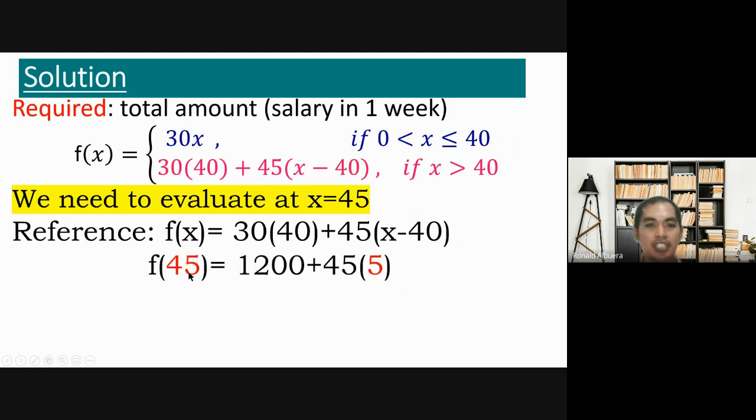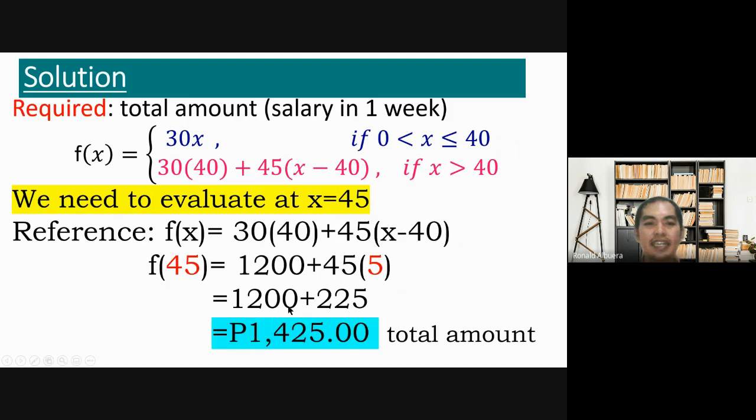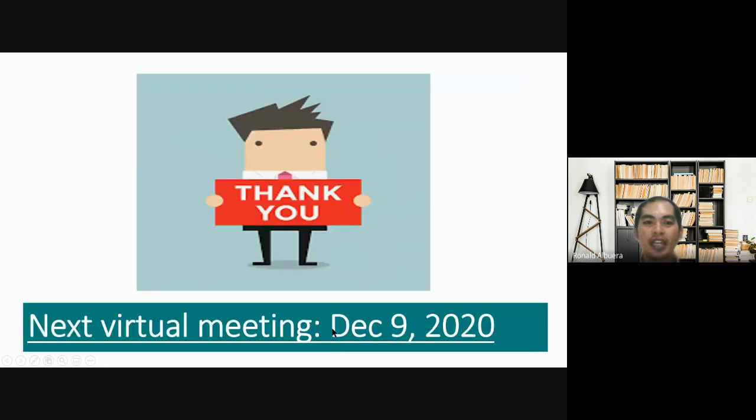Then substitute. F of 45 equals 30 times 40, which is 1,200 pesos for 40 hours, plus 45 times 5, kasi 5 hours ang excess, 45 per hour. So 45 times 5 is 225, plus 1,200 is equal to 1,425 pesos. Yan ang salary niya in 1 week.